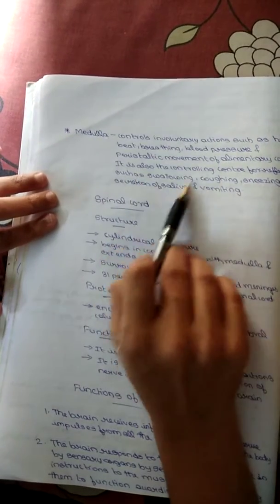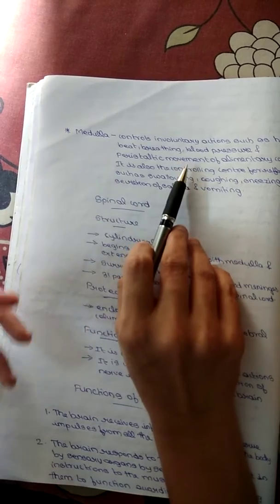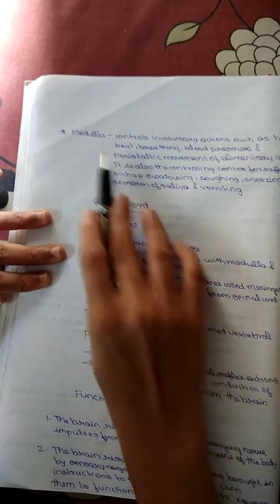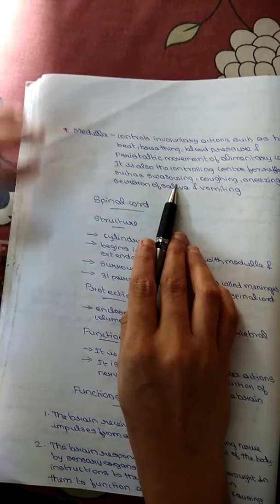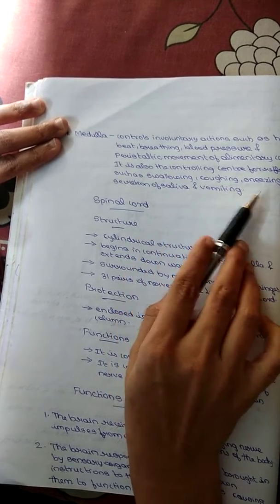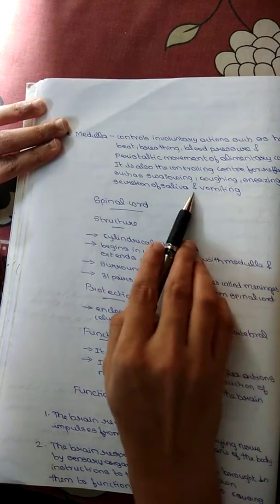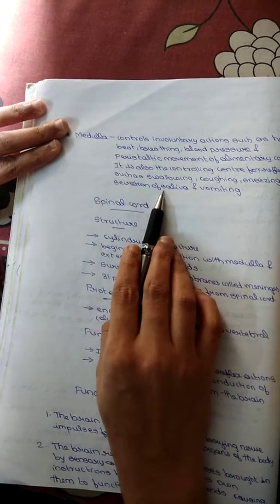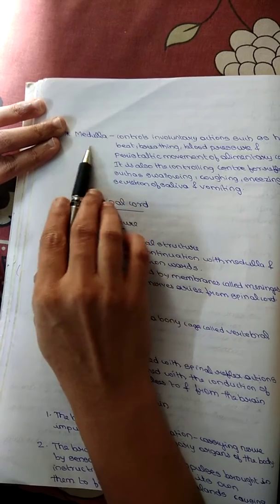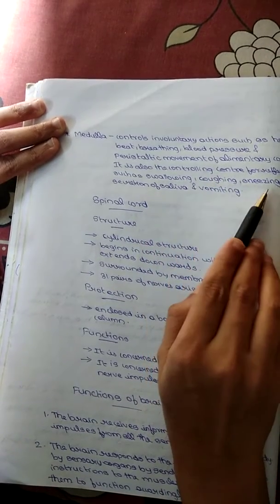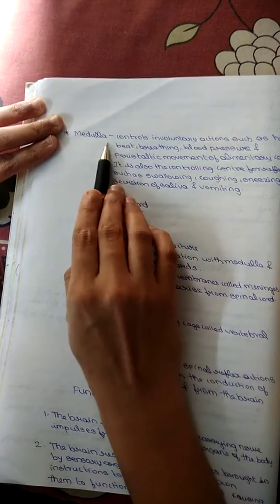If you see, most of the things are related to digestion, right? Peristaltic movement of the alimentary canal is controlled by medulla. Swallowing, production of saliva, vomiting, all these things related to digestion are controlled by medulla. And some things related to respiration are also controlled by medulla. That is, breathing is controlled by medulla, and coughing and sneezing reflexes are controlled by medulla.